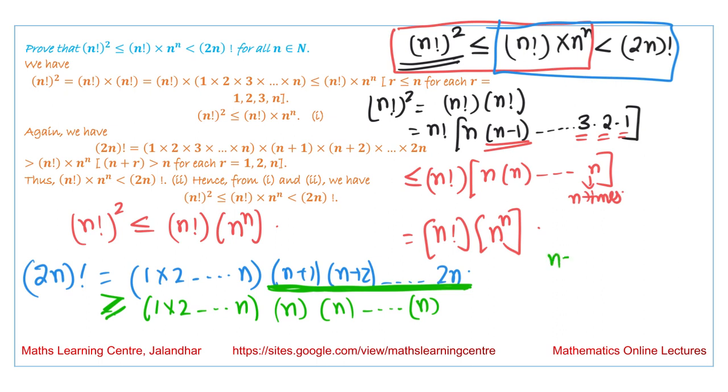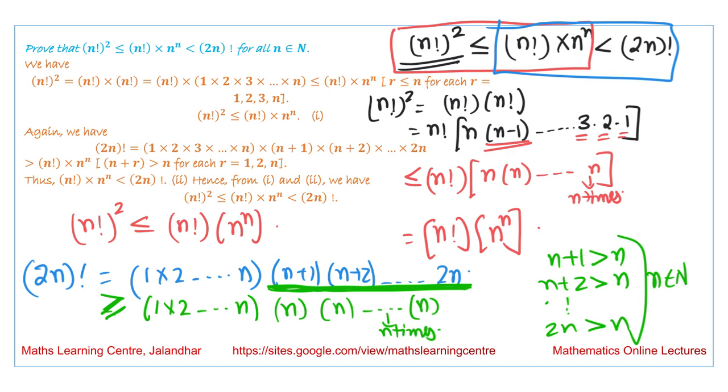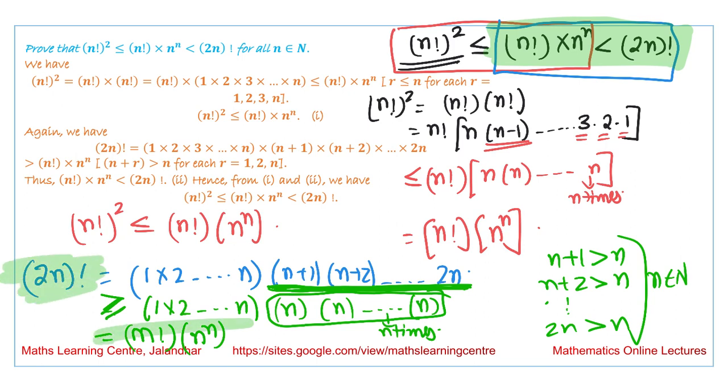All these values, n plus 1, n plus 2, and so on up to 2n, are greater than n, because n is a natural number. So these terms are n times. So this whole term is equal to n factorial into n raised to the power n. So this proves the second part of the inequality. By combining both these results, 2n factorial is greater than this term, and n factorial square is less than this term. So by combining both results, we obtain this whole inequality.